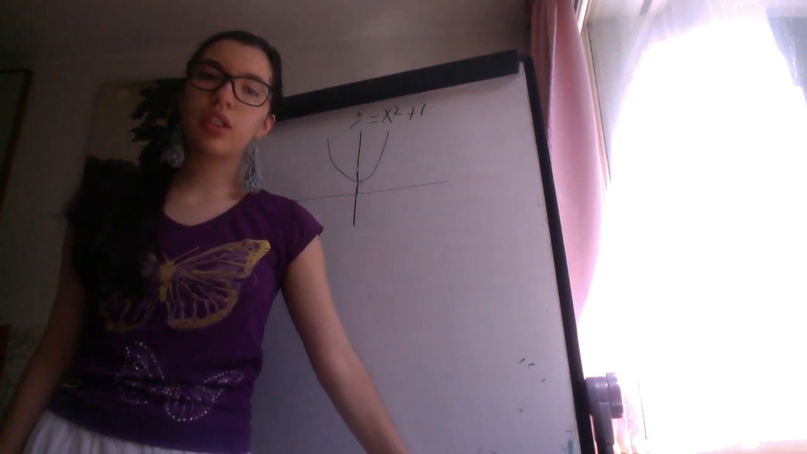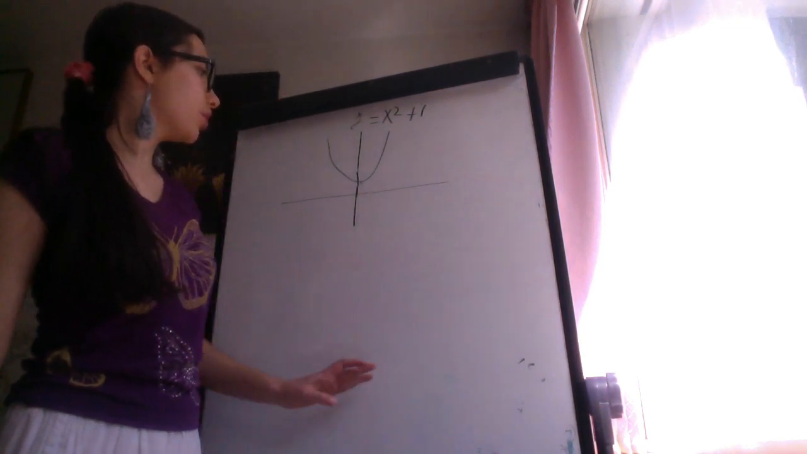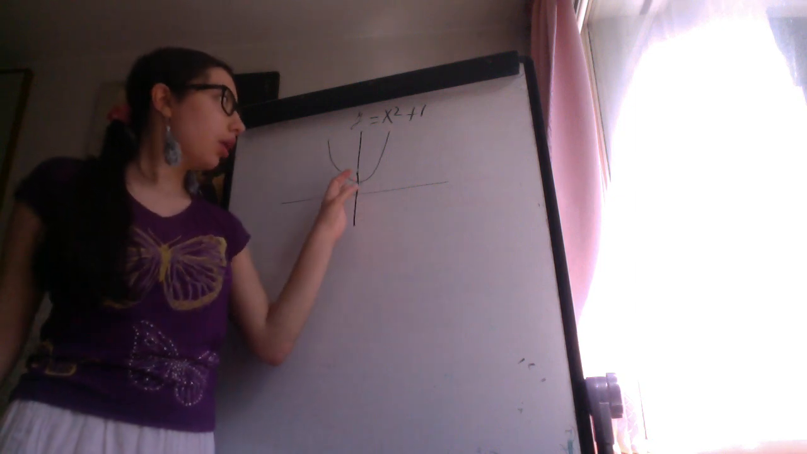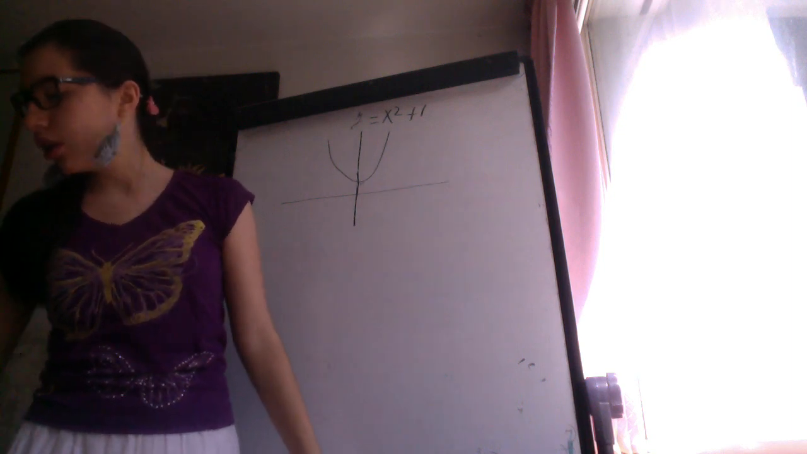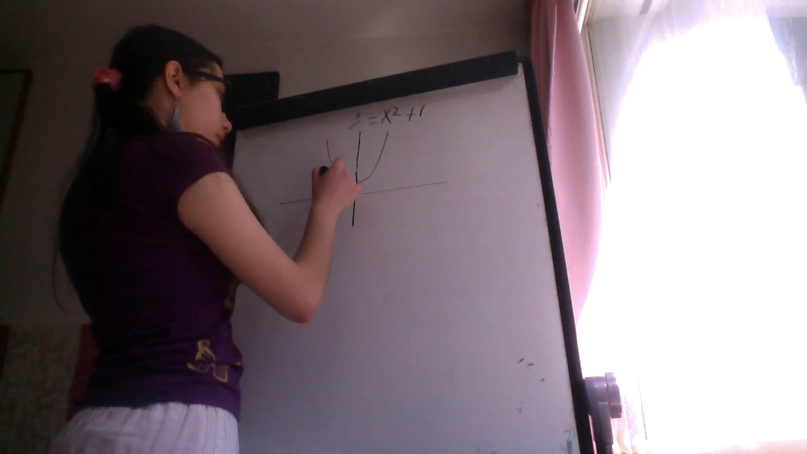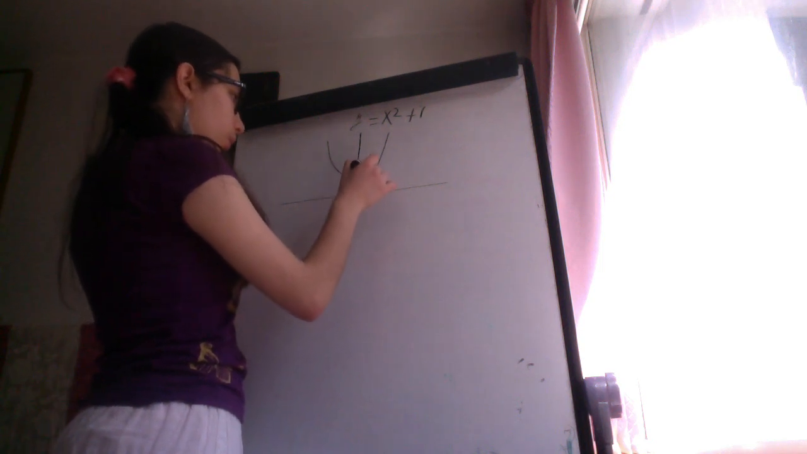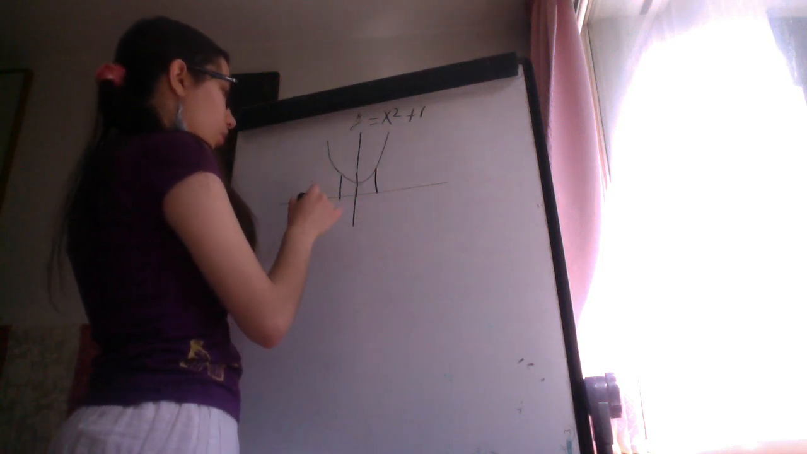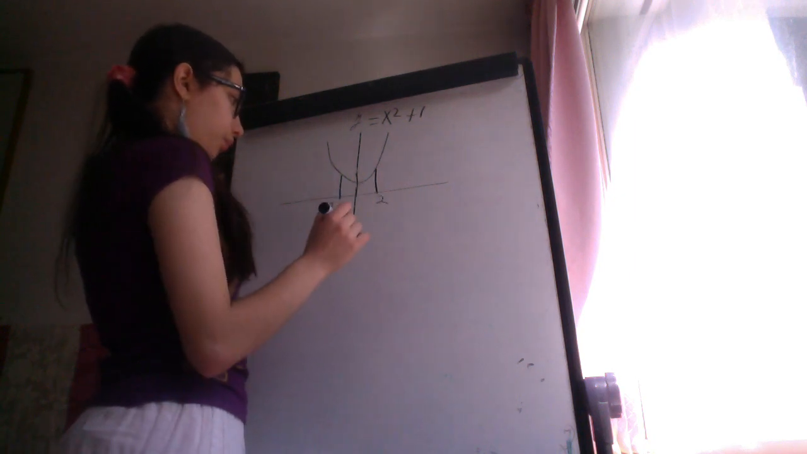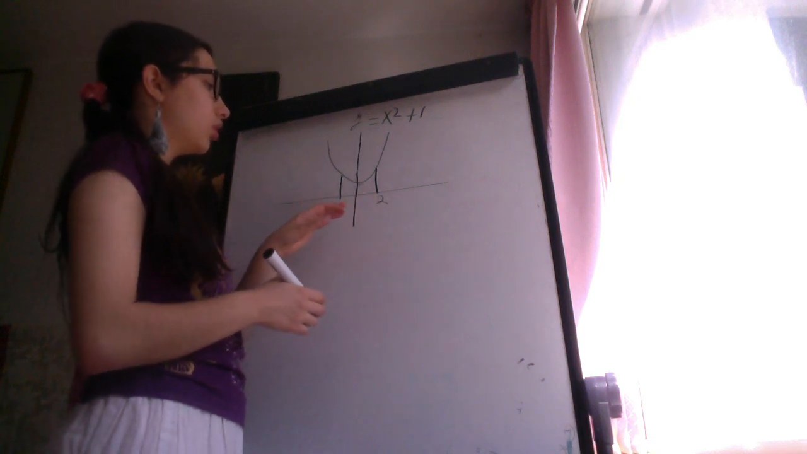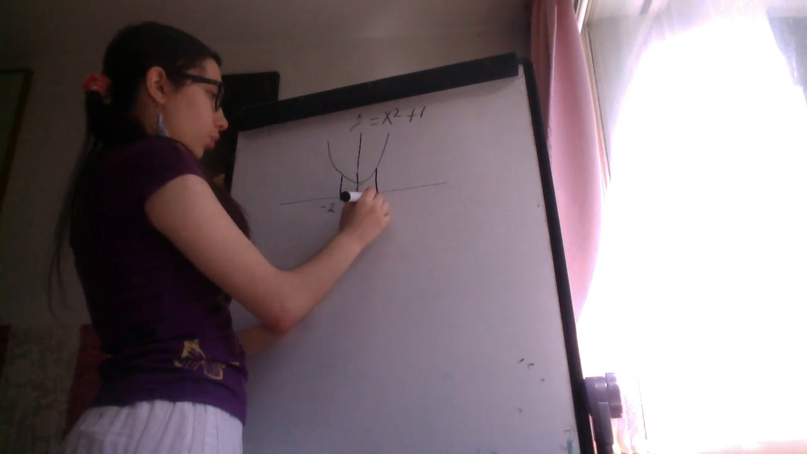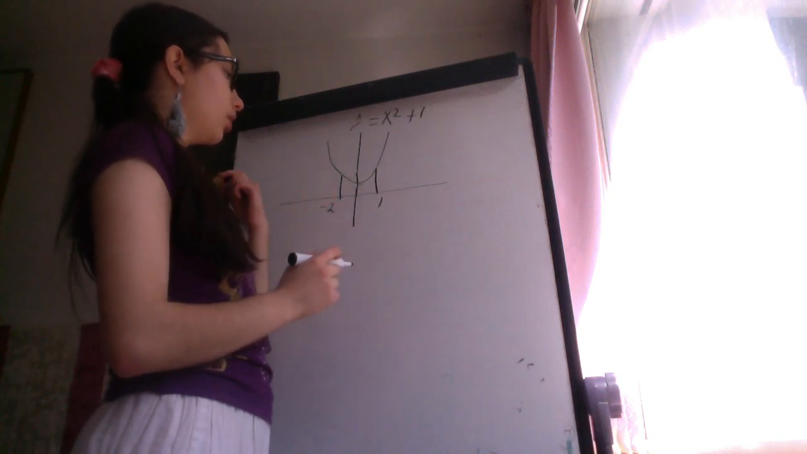Here we are going to see the Riemann sum as the approximation of the area under the curve of this graph. Let's say we have y equals x squared plus 1, and we want to evaluate the area under the curve from here to here. Let's say from minus 2 to 2, or from minus 2 to 1. So we can divide this.